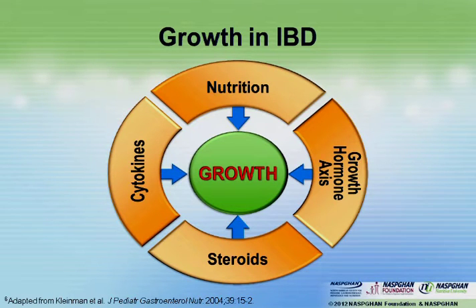So this schematic simply shows the multifactorial aspects of growth. All of these different aspects go into growth. Nutrition, as you can imagine, so how many calories you take in, if you're malabsorbing calories, or if you have increased caloric demands. The growth hormone axis also plays a significant role in growth. Steroids, which may negatively impact your bone health and also your growth and your sex steroid production. And cytokines, which can lead to anorexia and also negatively impact bone mineral density.